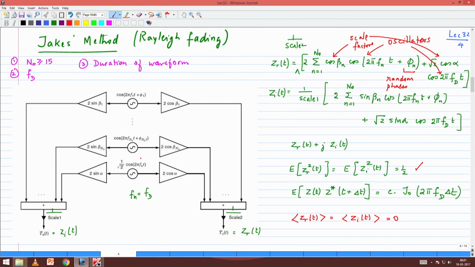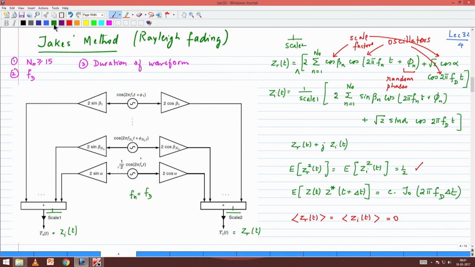The basic model of Jakes, just so that it's always fresh in your memory, has N0+1 oscillators with scale factors, which are then combined with an appropriate scale factor. The scale factor is to ensure that the variance is equal to 1/2. So you get the real part and the imaginary part, and you can then combine them to get a complex coefficient. In practice, these are not continuous variables.